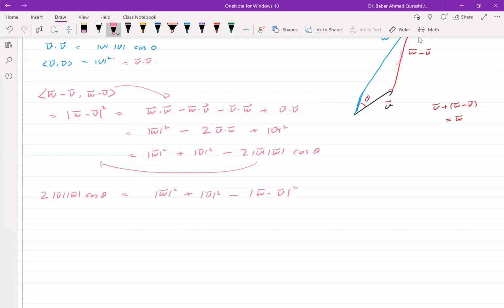And then this thing, I bring the half on this side. This thing is just V dot W. That's the very definition of V dot W: V's length, W's length, and cosine theta. So what is it telling me? What is it equal to?